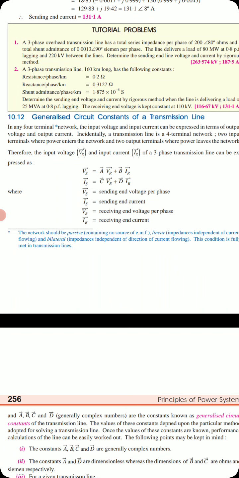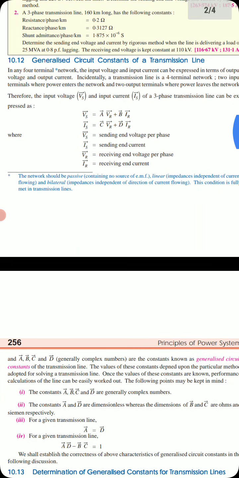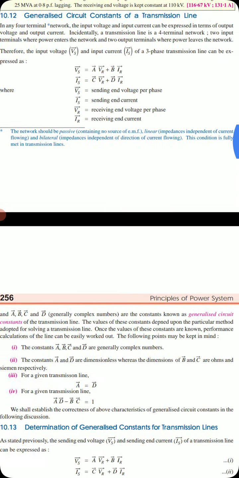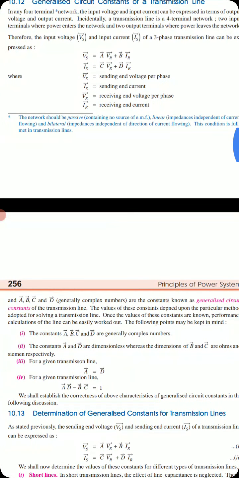So I am writing here, you can just see: sending end voltage Vs is equal to A VR plus B IR, sending end current Is is equal to C VR plus D IR, where VR and IR are the receiving end voltage and receiving end current respectively. Vs and Is are the sending end voltage and sending end current. Now you can see here all these ABCD are complex numbers, known as the generalized circuit constants, or we call them ABCD parameters.